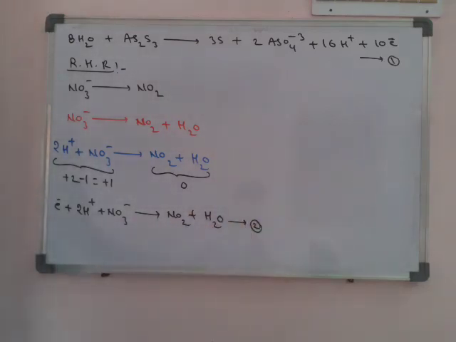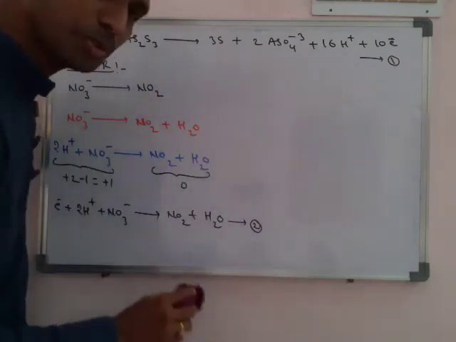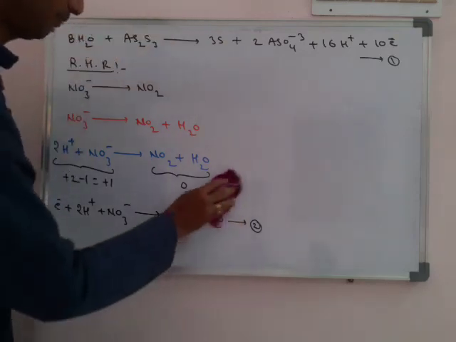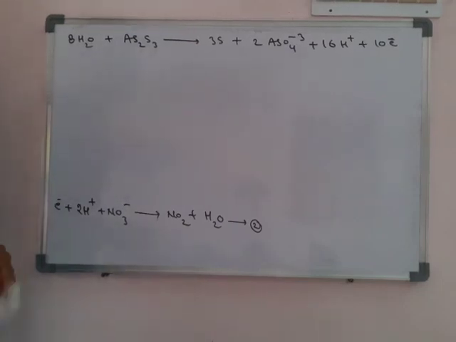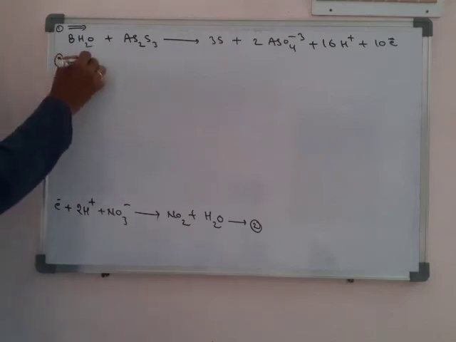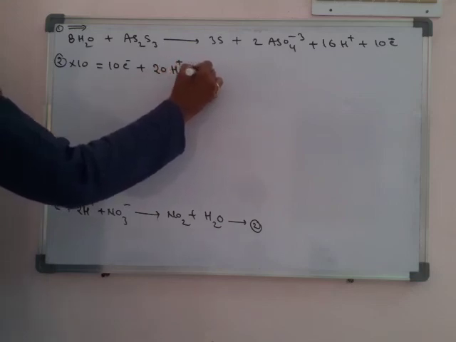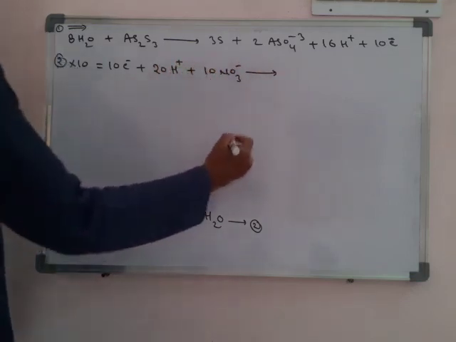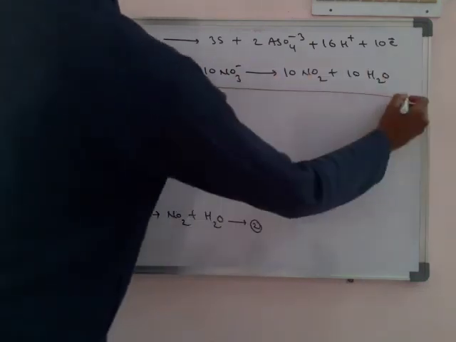Now add equations 1 and 2. First see whether both have the same electrons or not. In the second reaction, the left side has 1 electron and the right side has 10 electrons. To balance, the second equation should be multiplied by 10 to get 10 electrons. Write equation 1 once again. Then equation 2 multiplied by 10: 10 electrons, 20 H plus, 10 NO3 minus. Simply add the reactions.